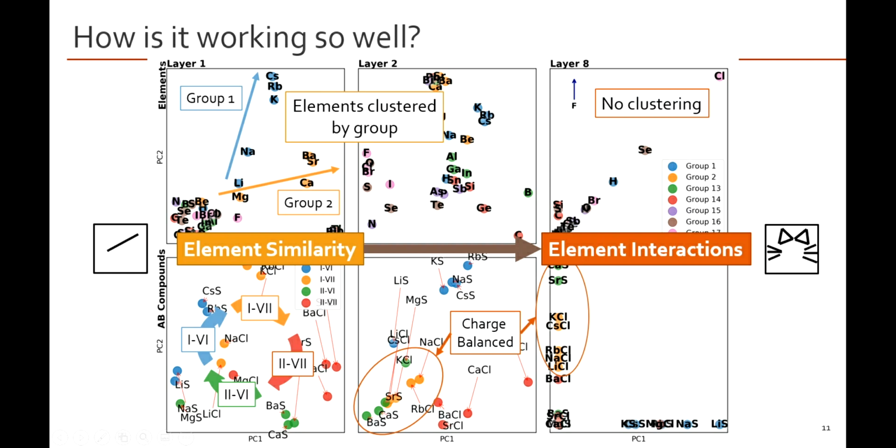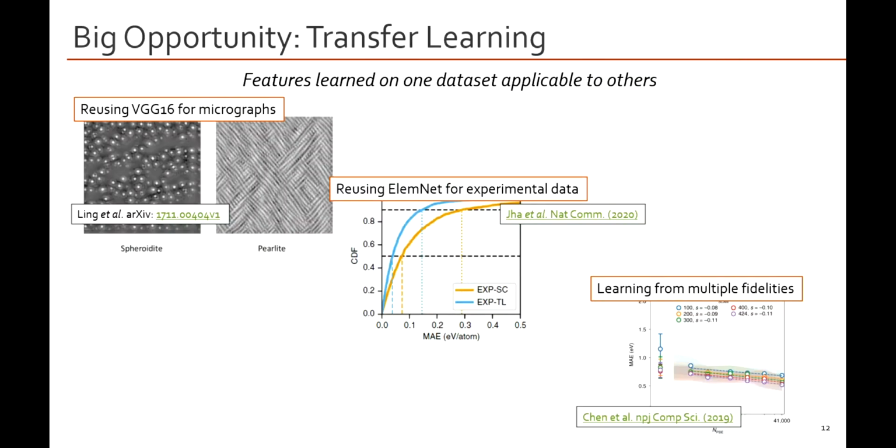And this feature learning ability has a lot of other advantages. I can accelerate my learning on other problems by, say, reusing these features that I've learned on one data set as a starting point for a different problem. My same colleagues from ECS went on to show that you could do this with ElemNet on other materials. Here I'm doubling the accuracy on a model by using transfer learning rather than starting from scratch with ElemNet.